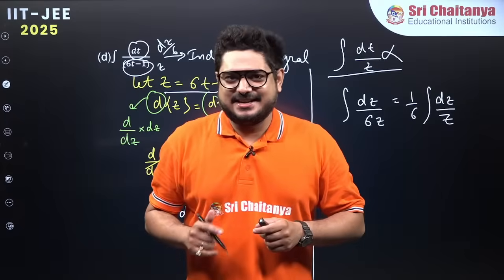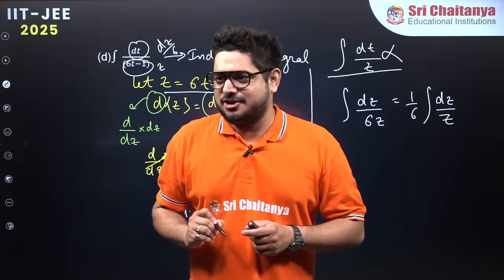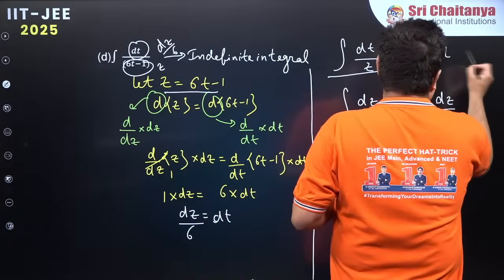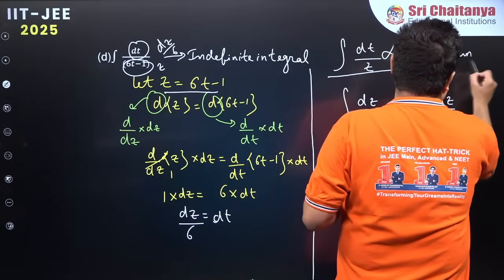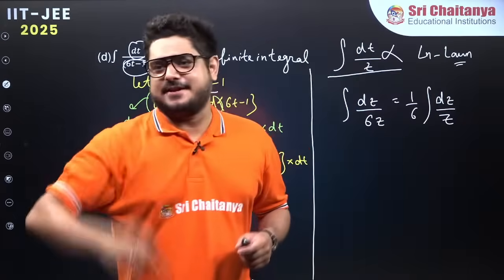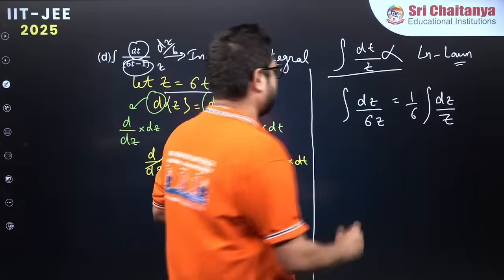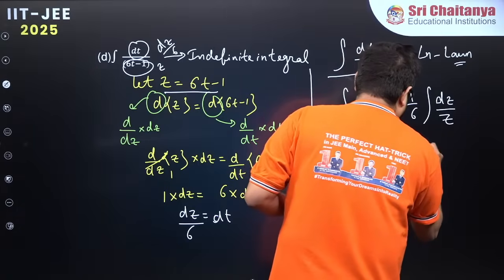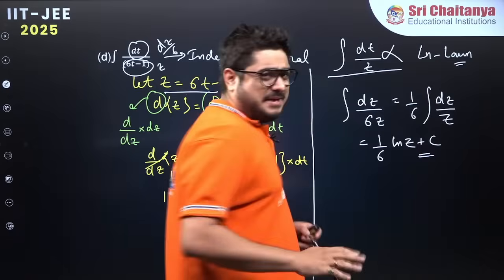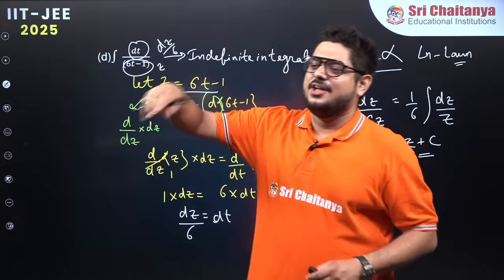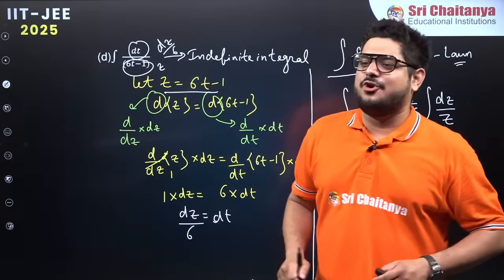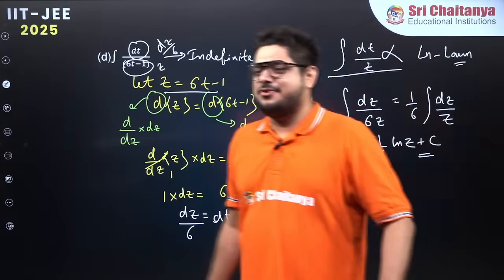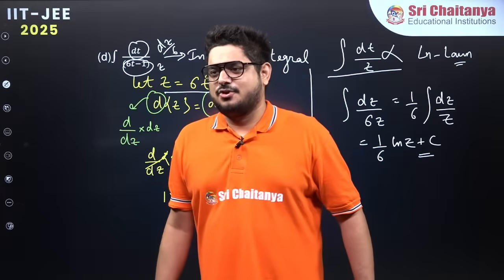It is log base e. It is ln, okay? Pronounce it as ln. So I will be getting 1 by 6 ln of z plus c. Very good, those who have got the answer. But do you think that's the answer? Do you really think that is the answer? Yes or no, everyone? No.